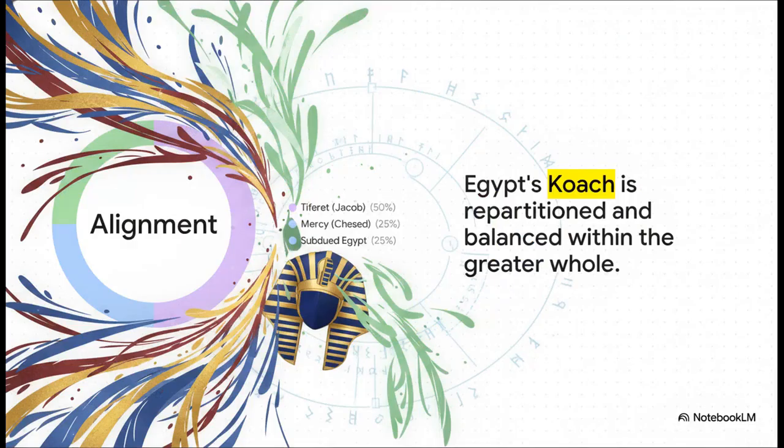In this realignment, the rogue subsystem isn't deleted. God didn't destroy Pharaoh at this specific moment. Instead, Egypt's immense koach, its raw power, is repartitioned, overridden, and balanced within the greater whole, completely softened by the white and green of Jacob's Tiferet.